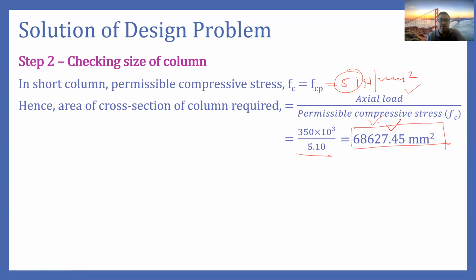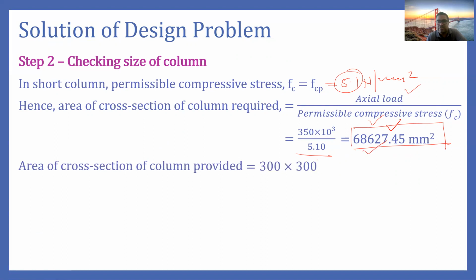That is the area required. Now the area provided we have to check. For our column size to be safe, this area provided should be higher than this required area. So what is the area provided? We have adopted the size of column as 300 by 300, and the area of this size will be 90,000. So you can see this area provided is higher than required, which means the size of column we have estimated in the first step is safe.